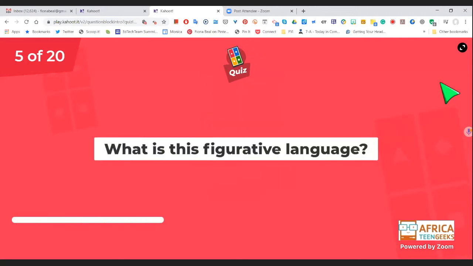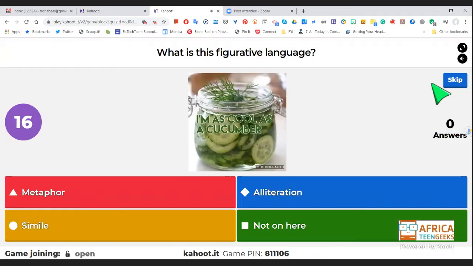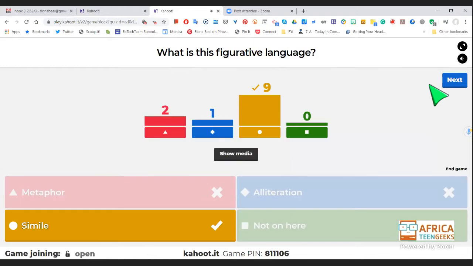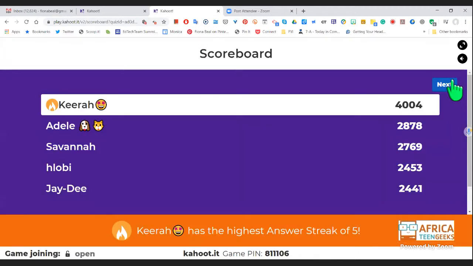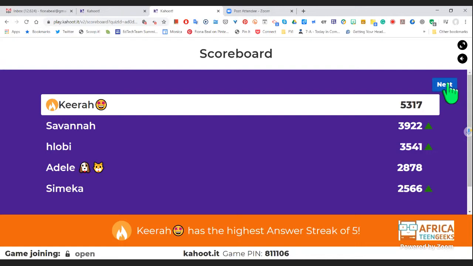Okay, number 5. What is this figurative language? And that is a simile. And most people got that because it's used as soon as that word as or like comes in, you know, simile. Well done. And well done to Kira and Savannah coming up in the lead. Good.